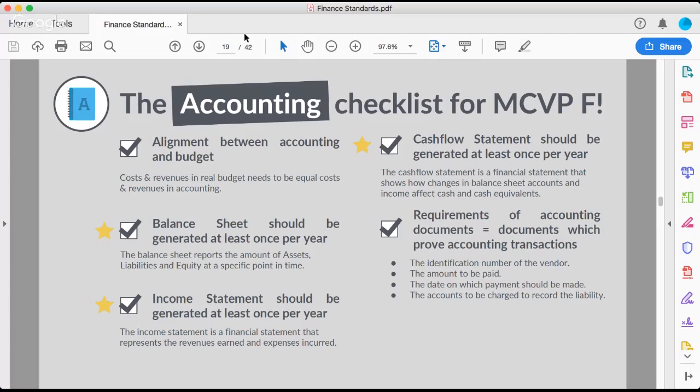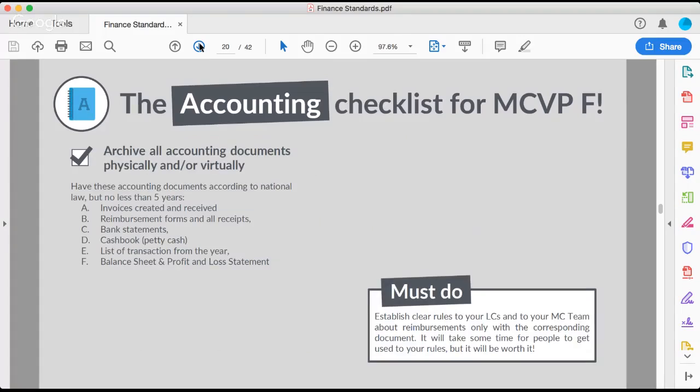And yes, already explained as well, you need to have the requirements of accounting documents, so the documents that prove accounting transactions. And lastly, keep them. So here it says no less than 5 years, but according to Austrian law, we need to keep them for at least 7 years.